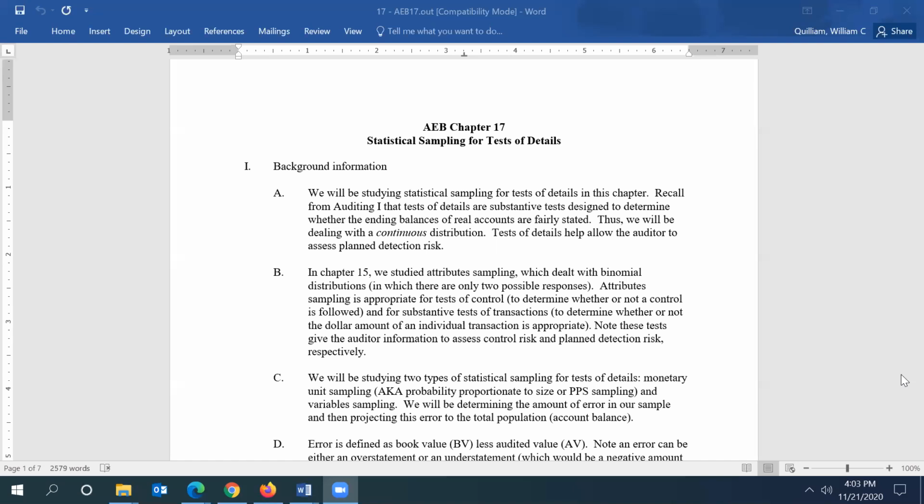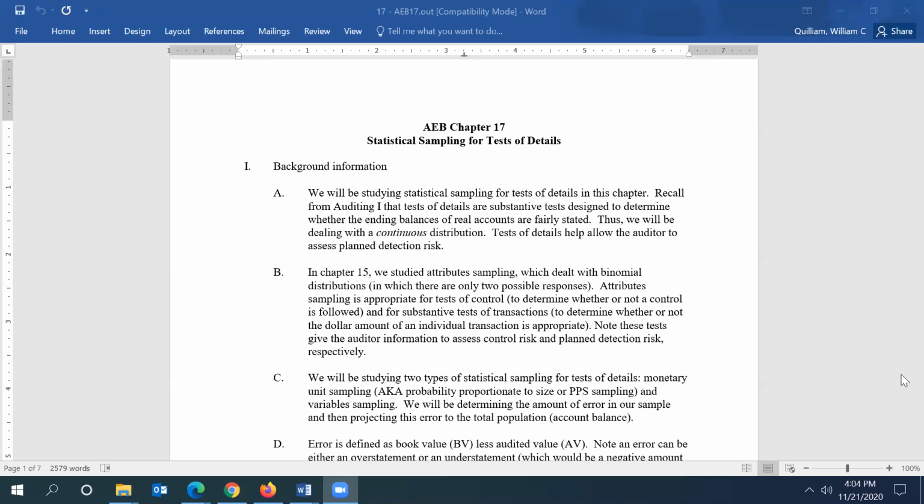And we'll study two different types of statistical sampling for tests of details: monetary unit sampling, also known as probability proportional to size or PPS sampling, and variable sampling. We'll be determining the amount of error in our sample and then projecting this error to the total population, total account balance, in other words. So what is an error? It is defined as book value less audited value.